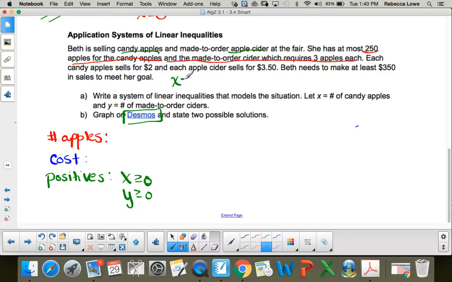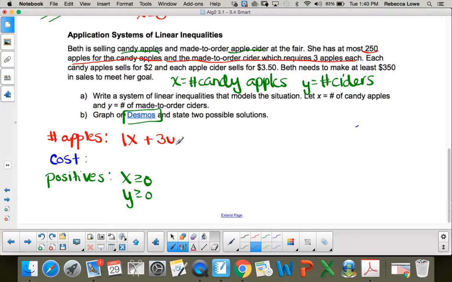Because if we let x equal the number of candy apples, because we don't know how many she is going to sell of each, and y equals the number of ciders, we can figure out the possible combinations of candy apples and ciders that would work for this constraint. So again, for every candy apple, there's only 1 of those, so 1x. But when she makes ciders, it's 3y. And she has at most, so no more than, less than or equal to 250 apples.